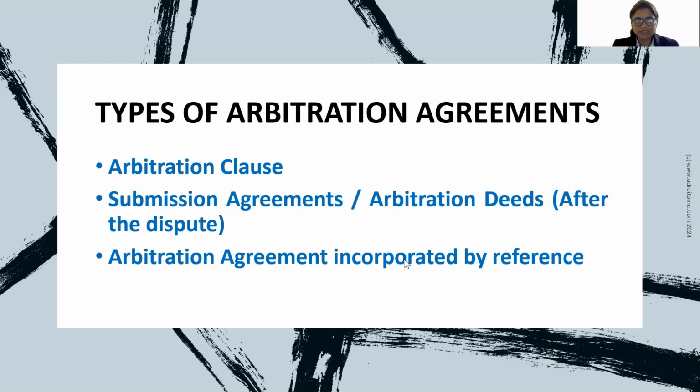Consider that you have executed a contract, and after a certain period of time, you're making another contract or some amendment to the contract. So that amendment or the superseding agreement does not have a dispute resolution clause. So in the absence of such a dispute resolution clause, the parties can refer to the previous dispute resolution clause and resolve their disputes through arbitration. Such a reference is called arbitration agreement incorporated by reference.